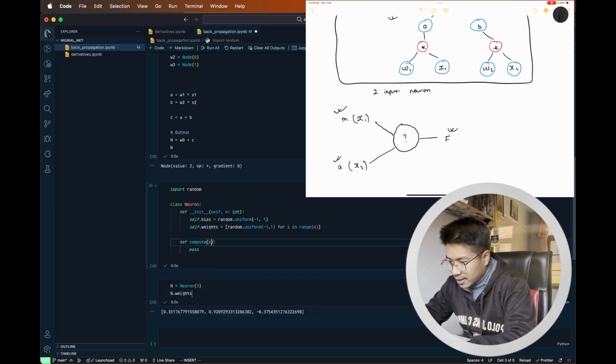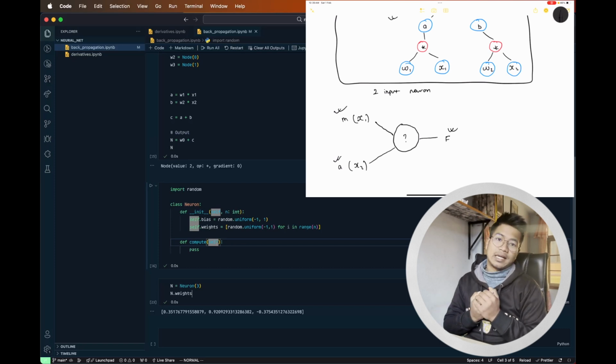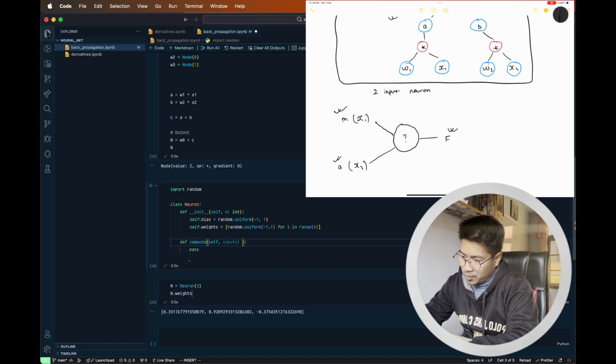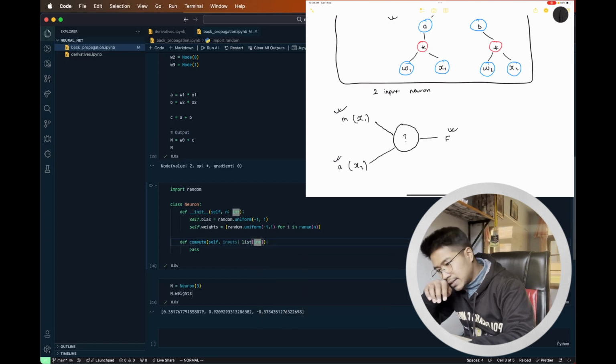So let's encode that. If I want this neuron to compute, I need to give it some inputs, right? So my inputs, I need to give it over here, and this thing would be a list of integers. Does that make sense?